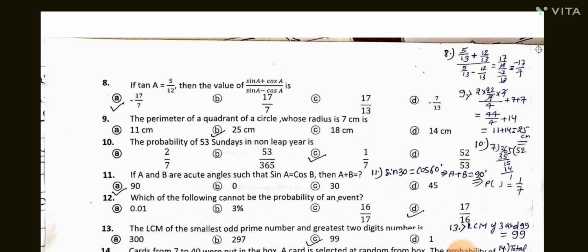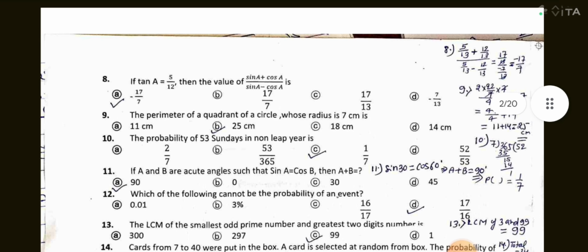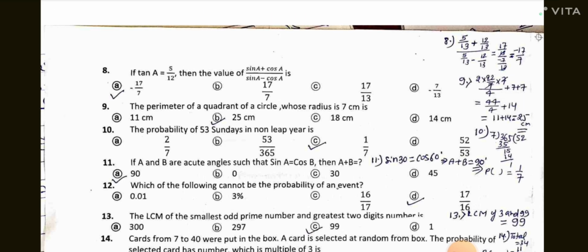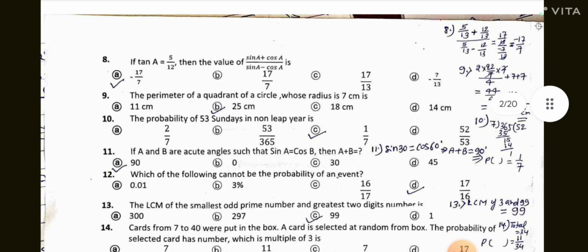Sin A equals perpendicular by hypotenuse, 5 by 13. Cos A equals base by hypotenuse, 12 by 13. And then (sin A) 5 by 13 plus (cos A) 12 by 13 upon sin A 5 by 13 minus cos A 12 by 13. By simplifying we get minus 17 by 7. So the right answer is option A, minus 17 by 7.